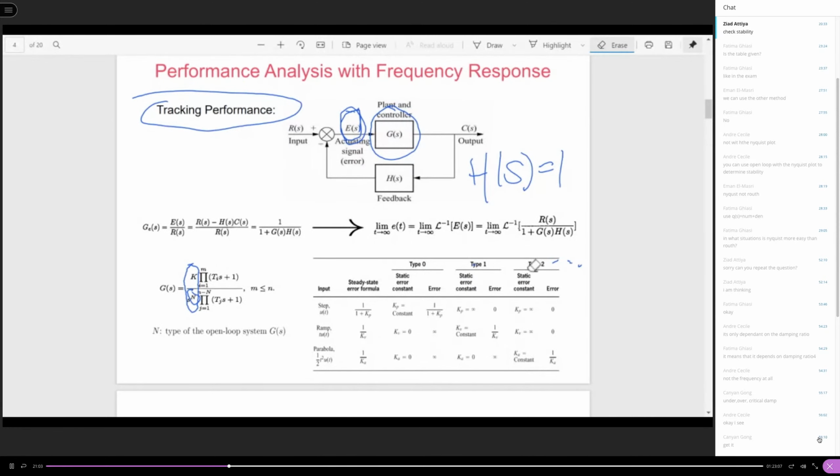For tracking performance, you need to evaluate the error signal E(s). The transfer function from R to E is well characterized. Assuming H(s) is equal to 1, the transfer function is 1 over 1 plus G(s). This is also the closed loop transfer function, the transfer function from R to E.